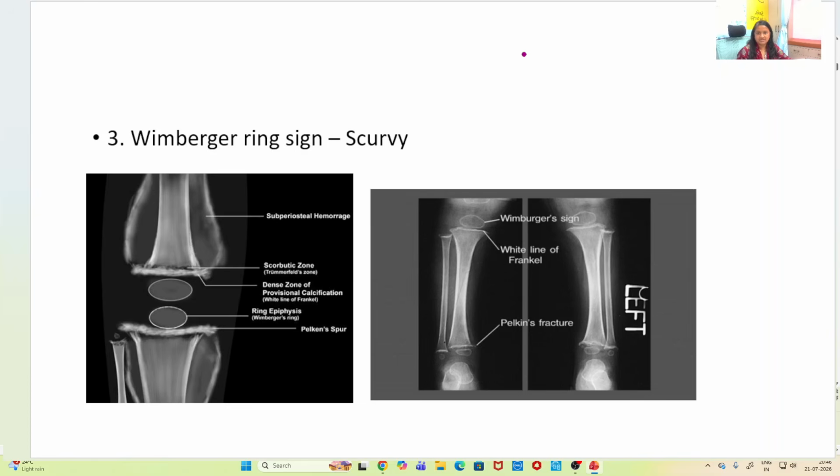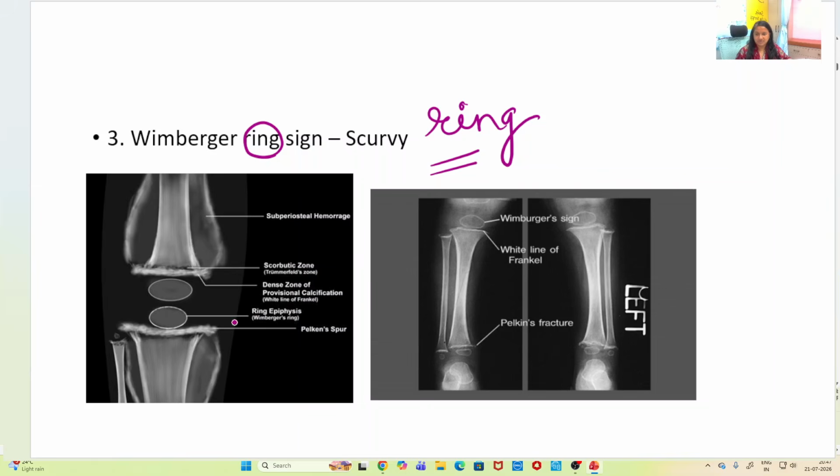Next, what is Wimberger ring sign? Again, this is seen in scurvy. You have to remember this word, ring sign. Why is this important? Because Wimberger corner sign, the other one, is seen in syphilis. So this word ring is absolutely important.